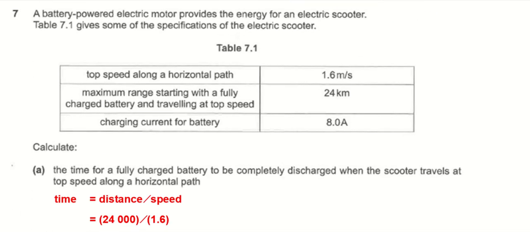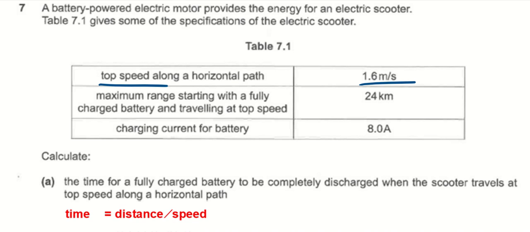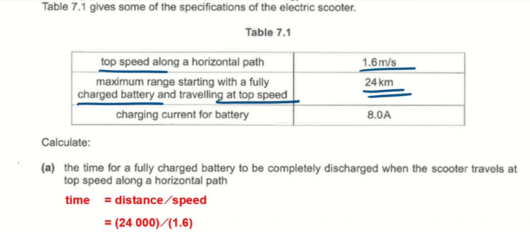Question 7. A battery powered electric motor provides the energy for an electric scooter. It gives some of the specification. The top speed along a horizontal path is 1.6 meter per second. Maximum range starting fully charged and traveling at top speed is 24 km. Charging current for the battery is 8 ampere. So this is my current, this is distance and this is speed.